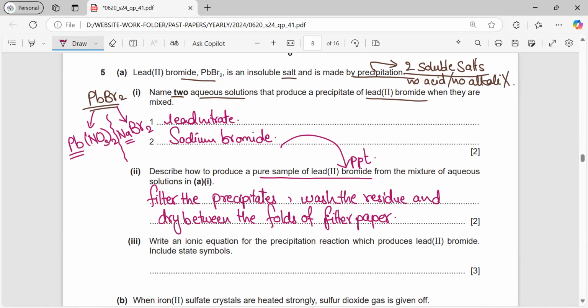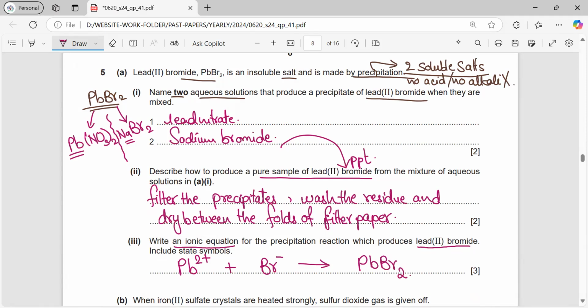Next question. Write an ionic equation for the precipitation reaction which produces lead bromide. Include state symbols. Now, the ionic equation involves the positive and negative ions present in that specific substance. Here we have lead bromide. So the positive ion will be Pb2+, there will be the bromide ion Br-, and these two ions will combine to form PbBr2, which is lead bromide.